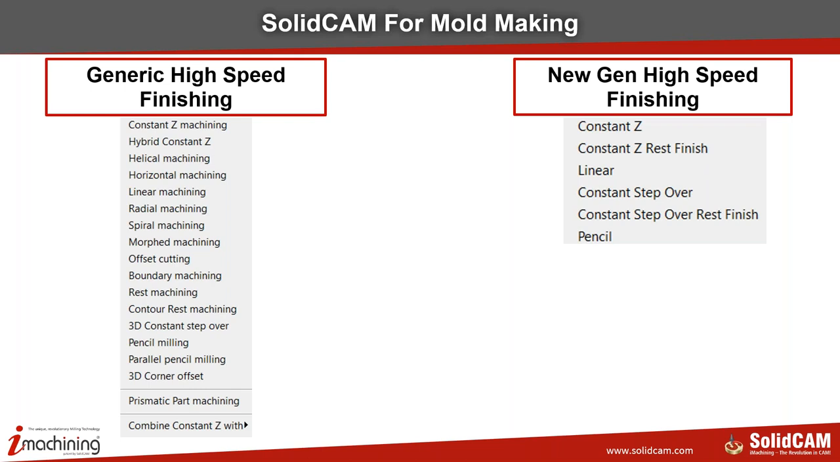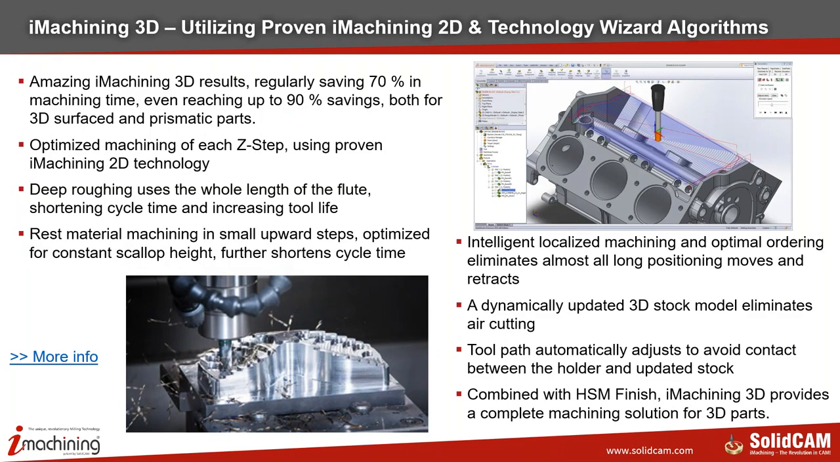We are going to see a few of them today because not everything is applicable to the kind of parts that I've taken today. And in the new generation high-speed functionality, we have got constant Z rest finish, linear, constant step over rest finish, and pencil. So you can have a combination of strategies from generic as well as new gen to finish up your mold. So we start with iMachining 3D.